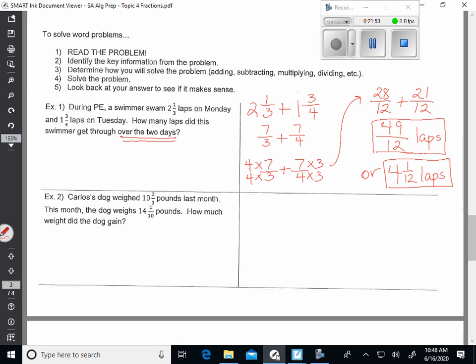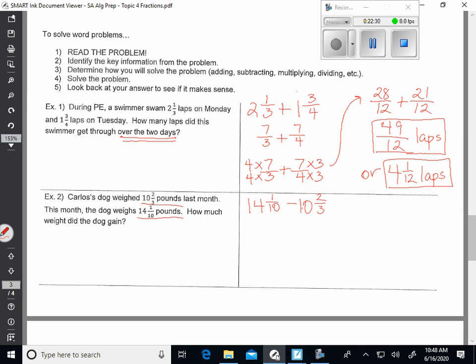Example 2. Carlos's dog weighed 10 2/3 pounds last month. This month, the dog weighs 14 1/10 pounds. How much weight did the dog gain? So, this is where they started the month. This is where they're ending the month. You got to figure out how much the dog gained. So this is a subtraction problem. Take what you ended with minus what you started with. 14 1/10 minus 10 2/3.